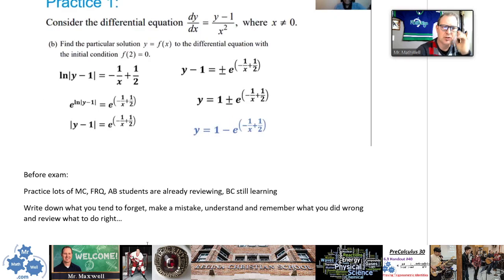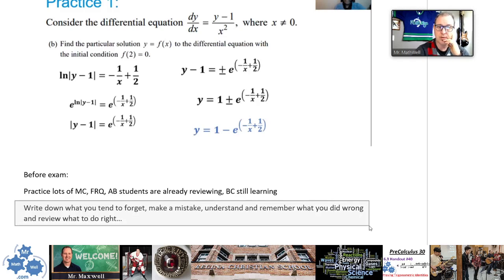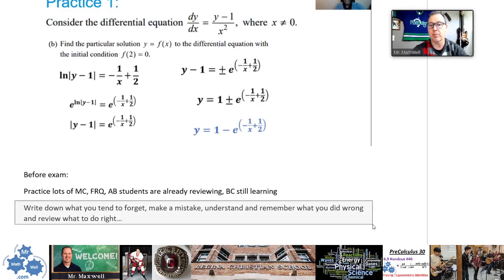Okay. So in your studying, maybe I will just mention this: write down what you tend to forget. Make sure you write that on a study sheet so that you see it with your eyes and are able to memorize it. If you make a mistake, understand and remember what you did wrong and review what to do right. So if you're studying for AP exams and you get a question wrong, figure out what you did wrong. Make sure you do it the right way so you can see yourself and feel yourself doing the question correctly. In that way you're better able to remember the right way.